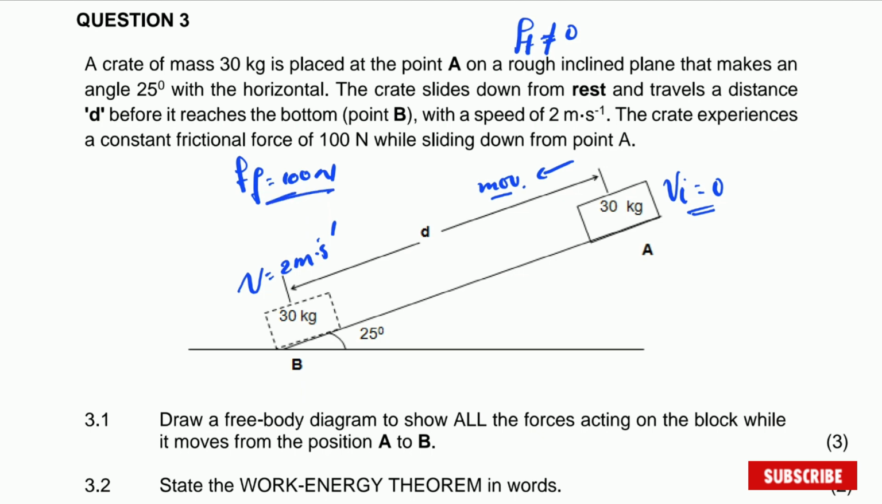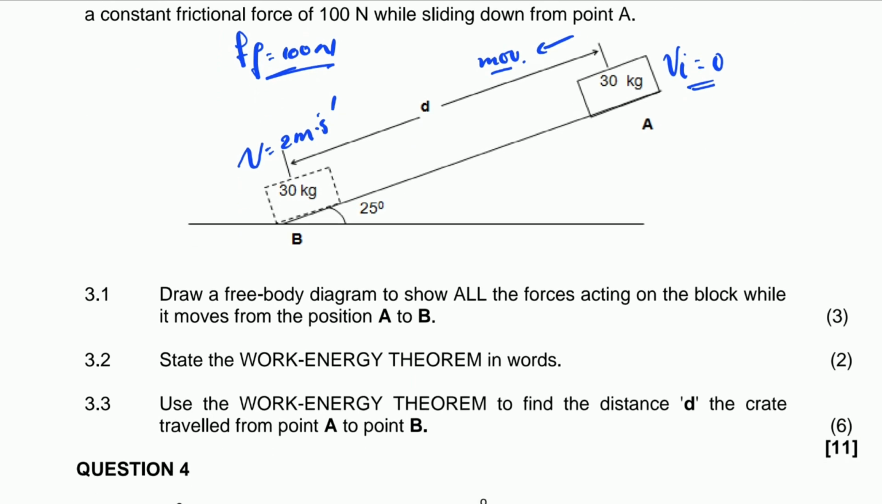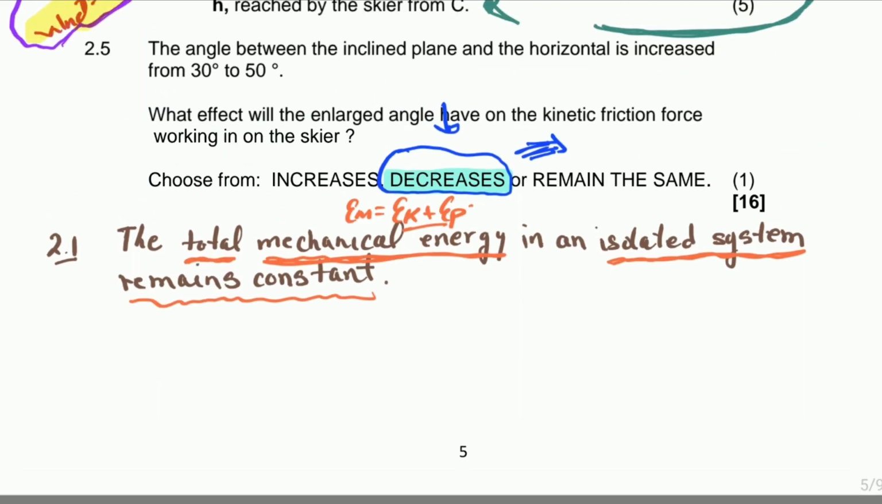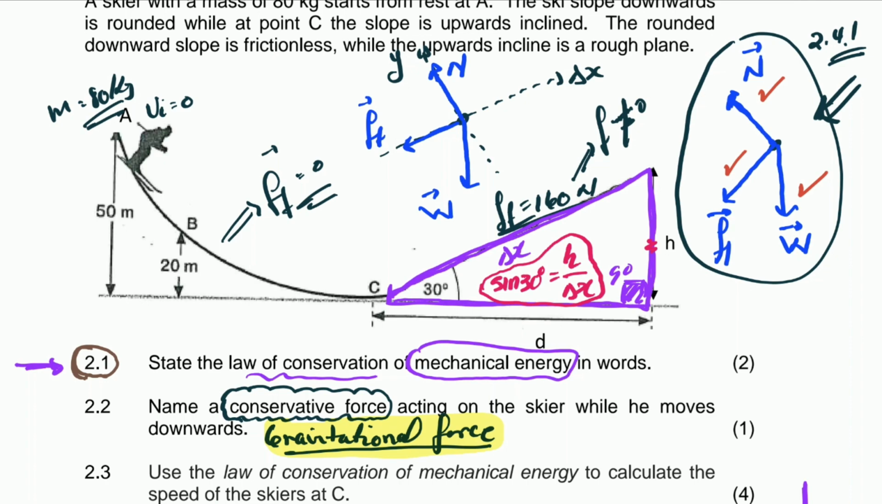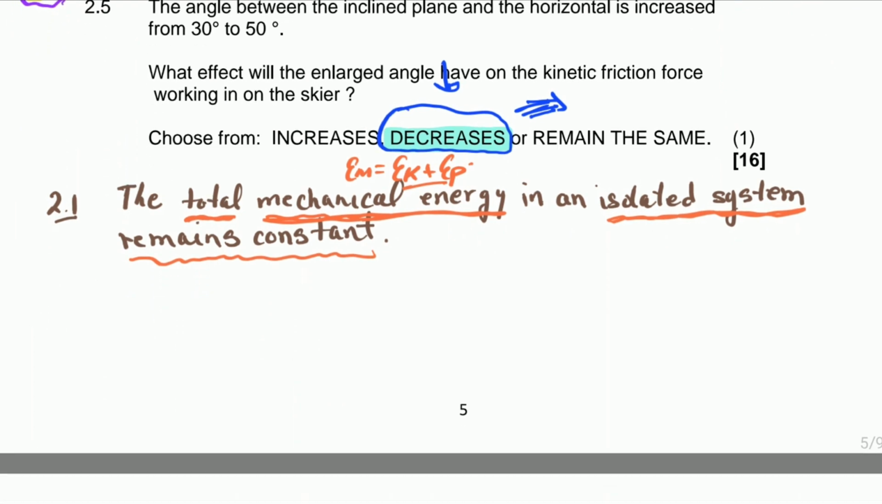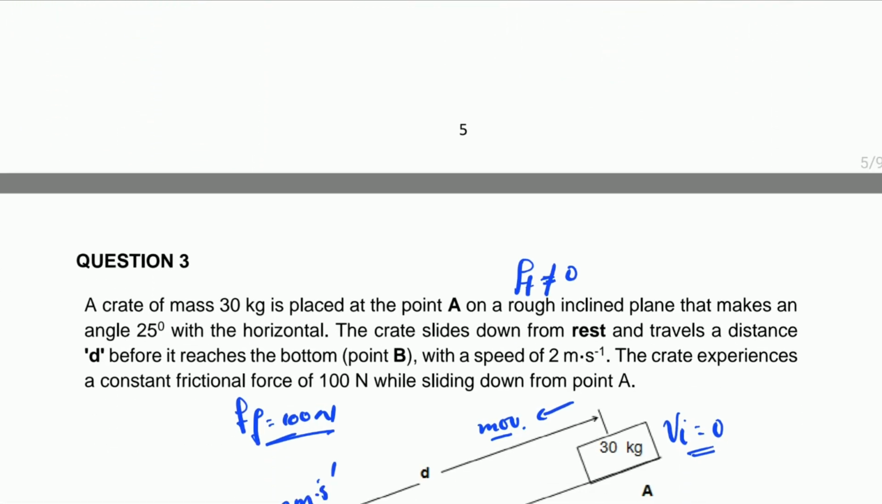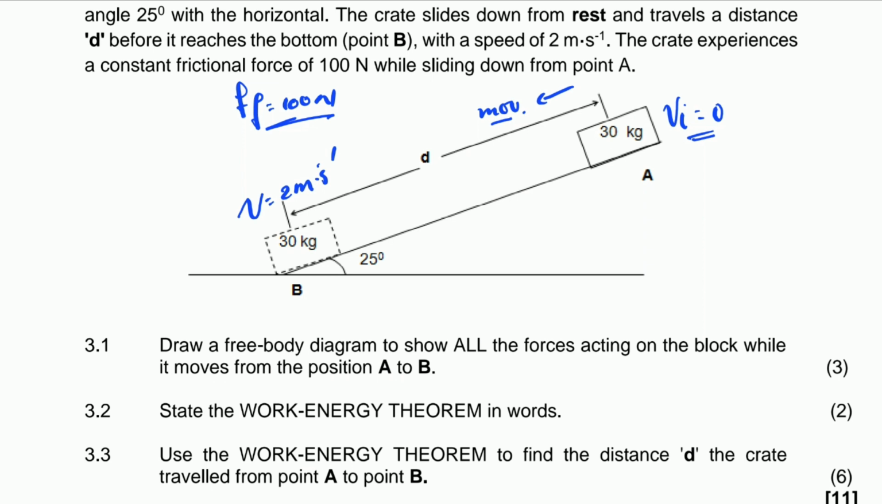Question 3.1, draw a free body diagram to show all the forces acting on the crate while it moves from the position A to B. And if you go here to question 2, if you did watch, you can see we have a similar free body diagram, but in this case the object was moving up and now the object is moving down, all the way down. So to do this, we are going to do as usual 2 free body diagrams, one for us to understand the question and the other one to answer question 3.1. So here on the right side, I'm going to draw the one that we always use to understand the question, and on the left we'll draw the free body diagram for the question.